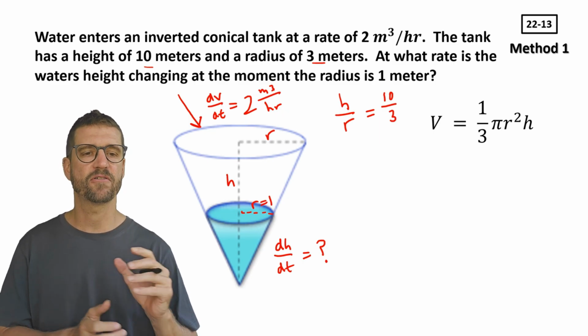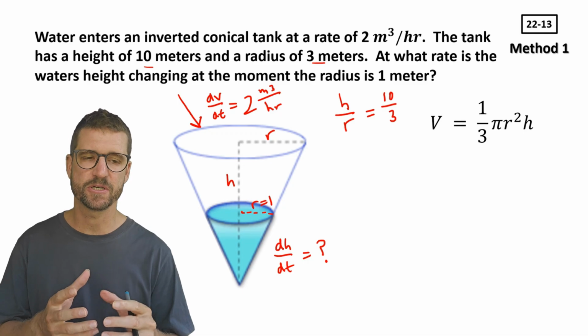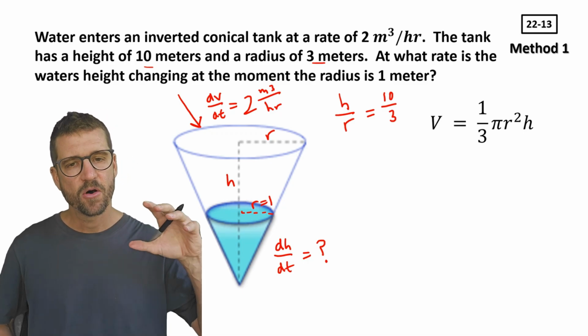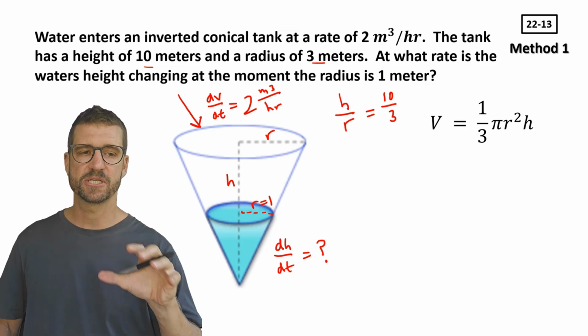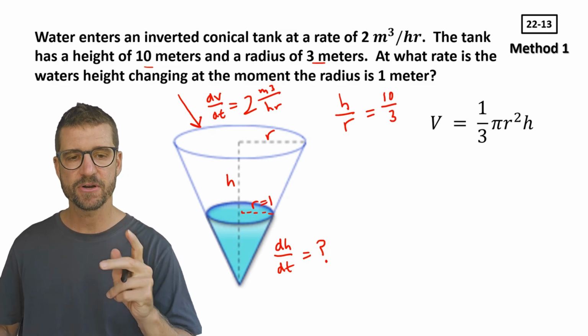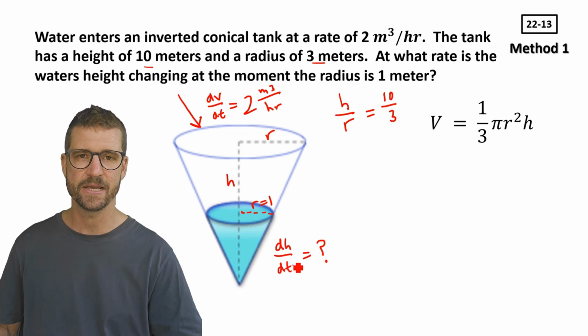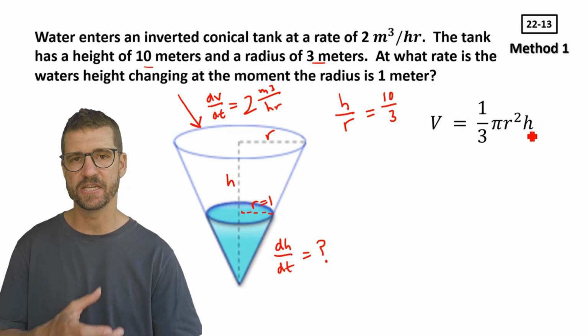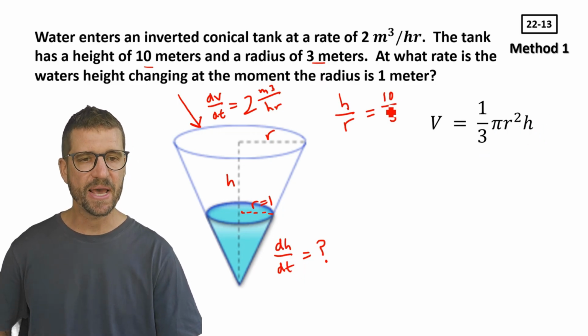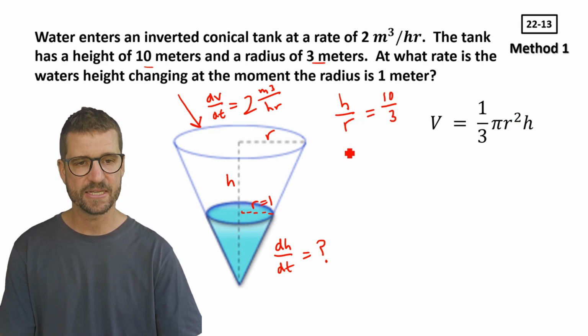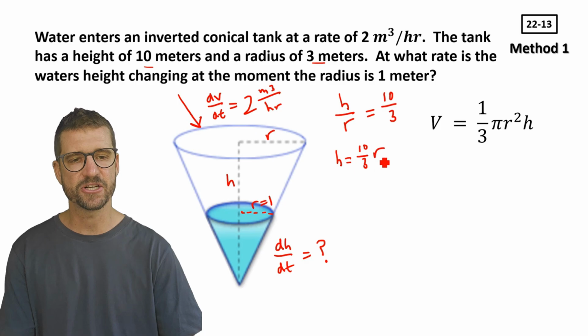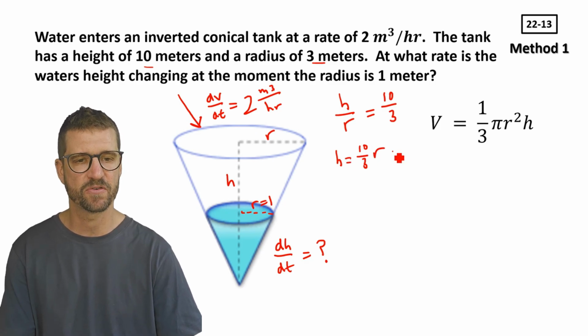Normally when we have a formula, we would differentiate with respect to time pretty quickly. When we're talking about these known relations, we're going to do some substitution first. The trick here is we're looking for dH/dt, so we want to keep H in this equation. To keep H in the equation, we want to replace the R. So what we're going to do is rewrite this. If we rewrite it, we would get H equals 10/3 R. But we want R in terms of H, so let's multiply both sides by 3/10.